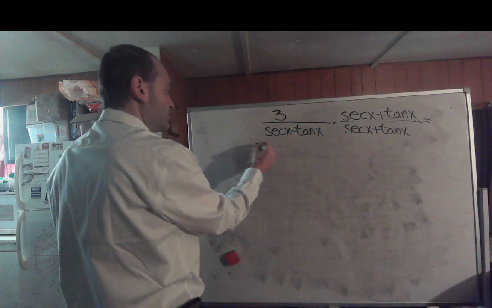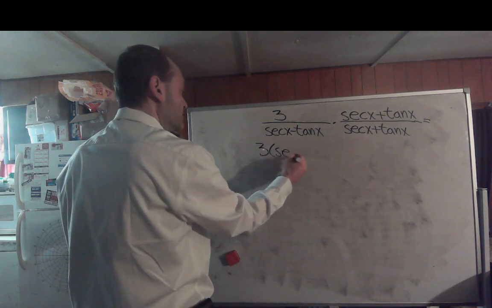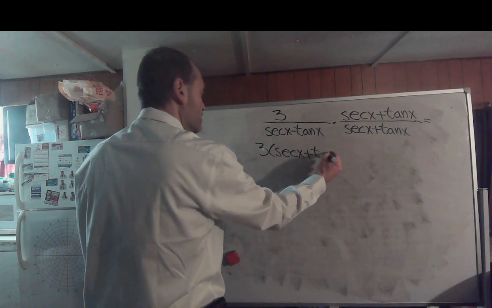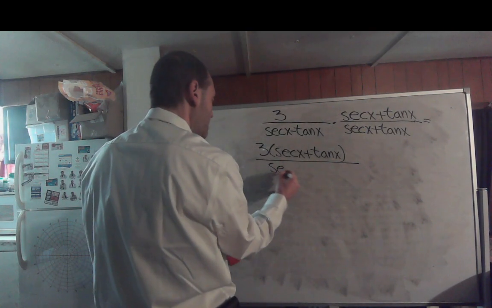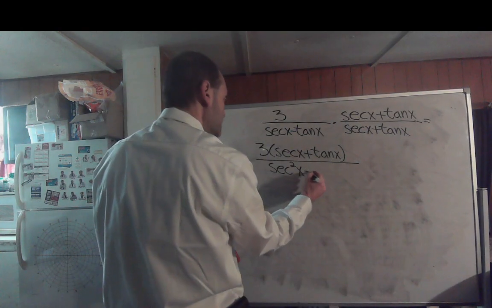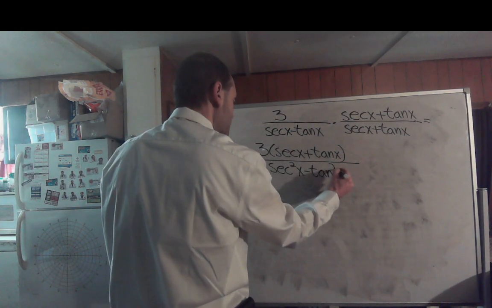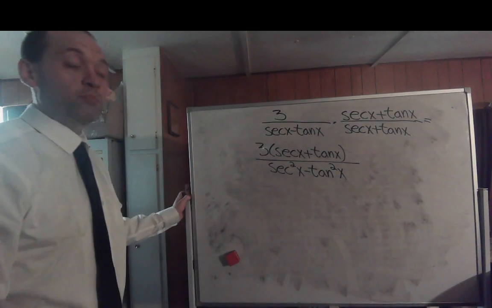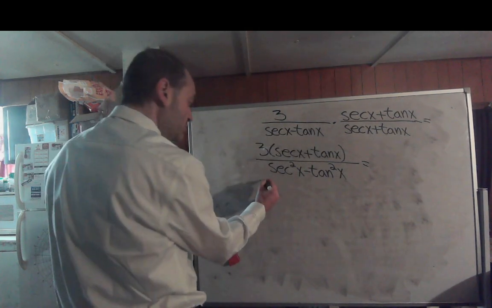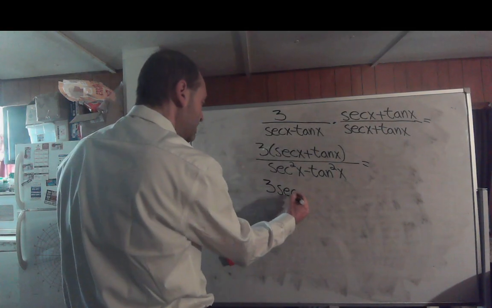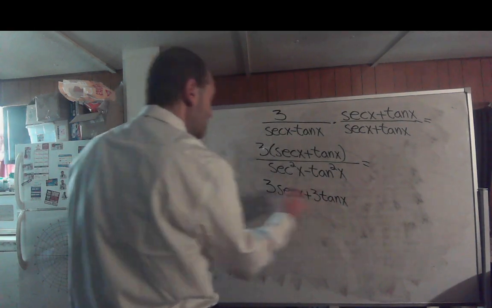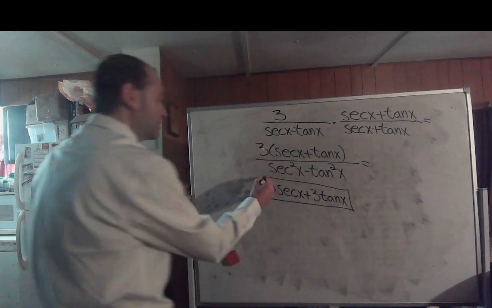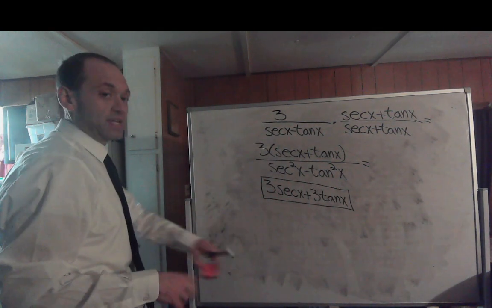Well, this would turn into 3 times the quantity of the secant of x plus the tangent of x, all over the secant squared of x minus the tangent squared of x. Well, secant squared minus tangent squared equals 1. So this just turns to 1. You'll be simplifying down into 3 times the secant of x plus 3 times the tangent of x. That would be the best you could get. 3 times the secant of x plus 3 times the tangent of x.